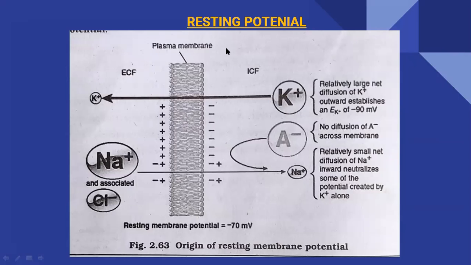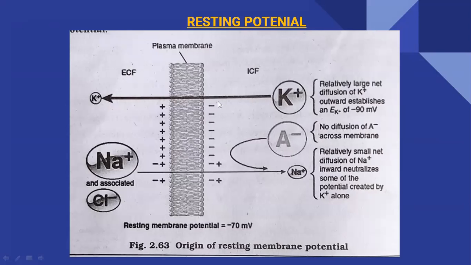So how will the resting potential be generated? We have seen that this is ICF, intracellular fluid, and this is extracellular fluid. In the intracellular fluid, the potassium equilibrium potential will be around minus 90 millivolts. Outside, the sodium equilibrium potential will be around plus 60 millivolts. Due to the action of these leaky channels, as I have already told, sodium leaky channels and potassium leaky channels will be there.